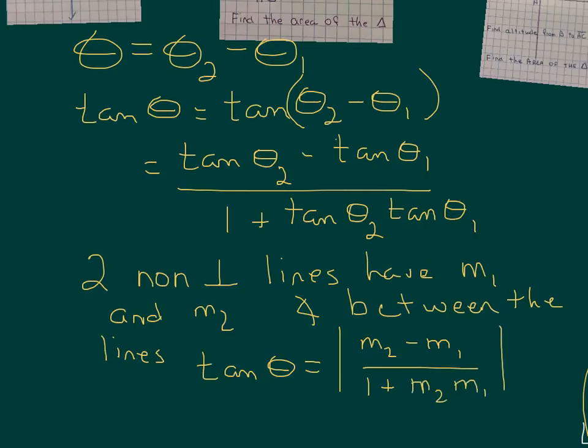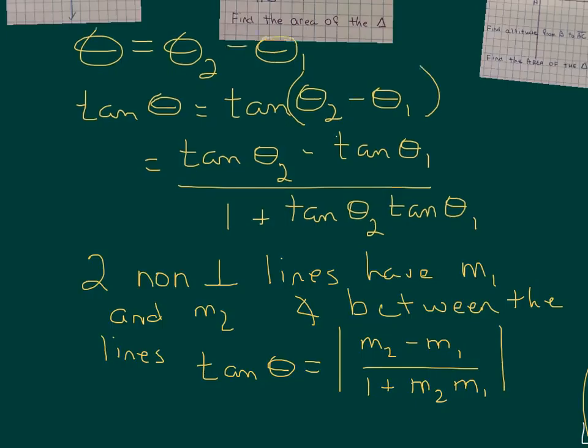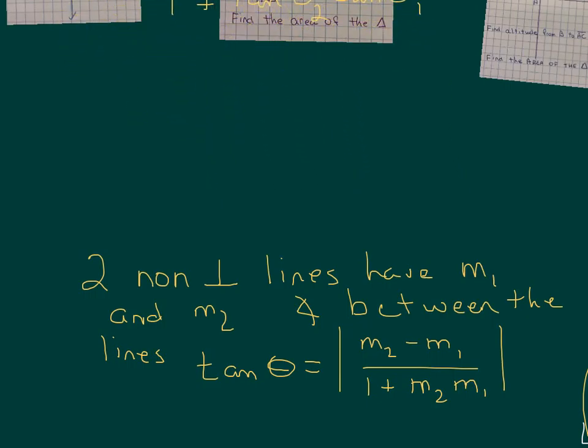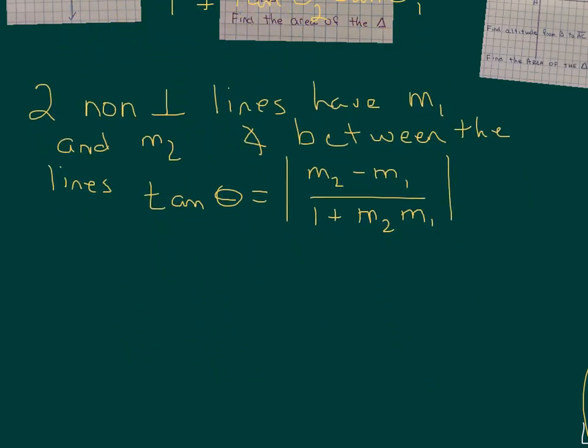Now notice we have to use absolute value because we're always going to have a positive acute angle. We don't ever want a negative angle. That angle has to be acute. And if you're not given which line is line 1 or line 2, because it's absolute value, you're going to get the same answer no matter which one you choose is line 1 or line 2. So let's look at an example.